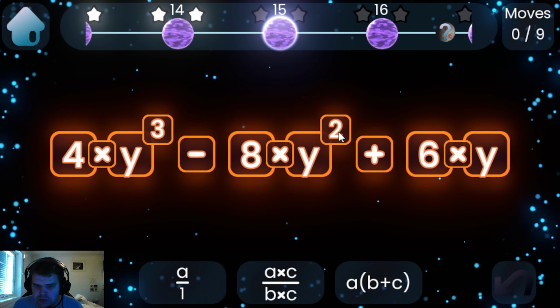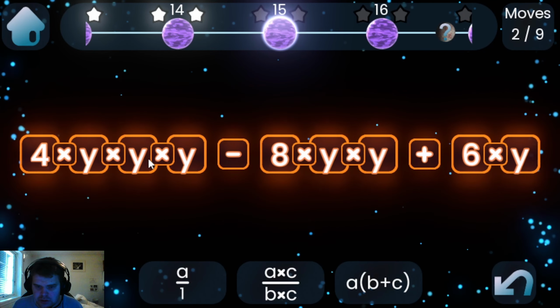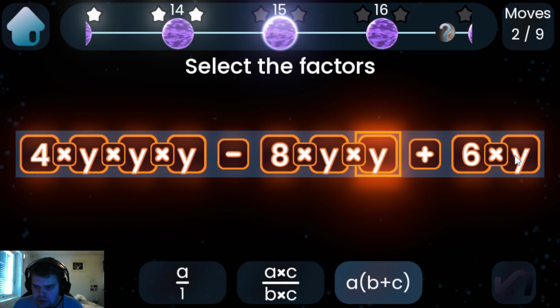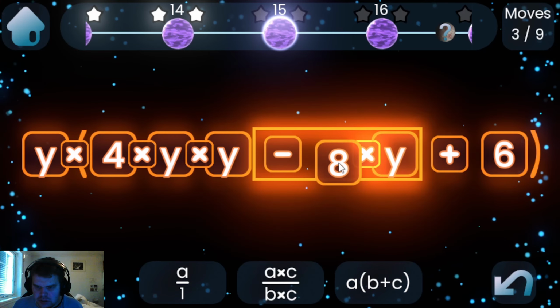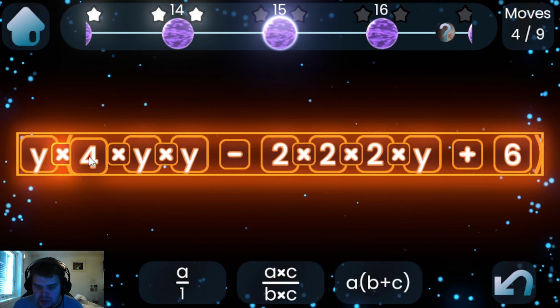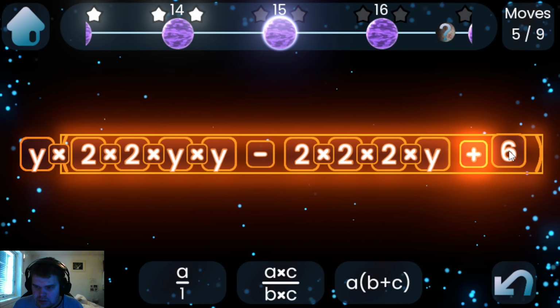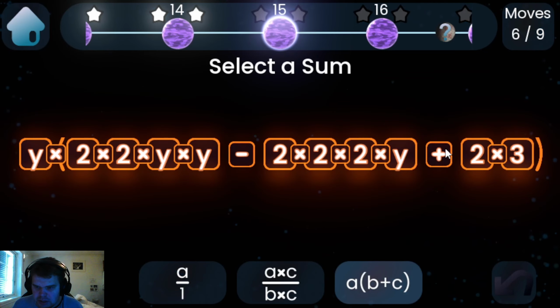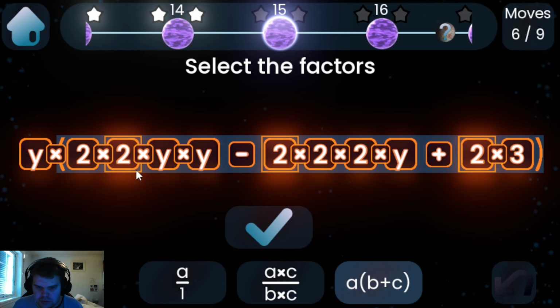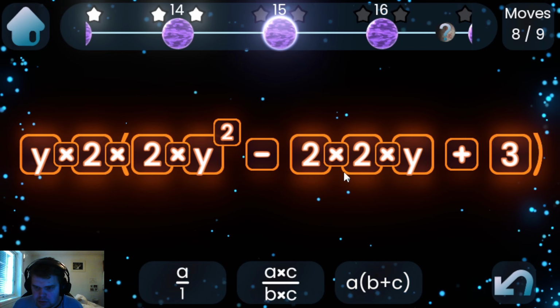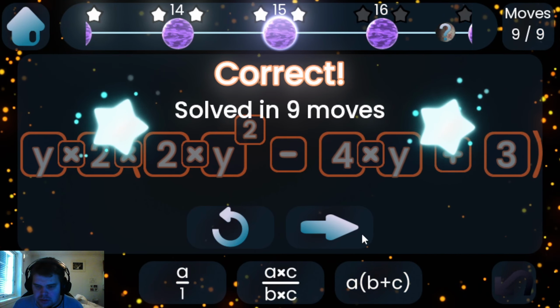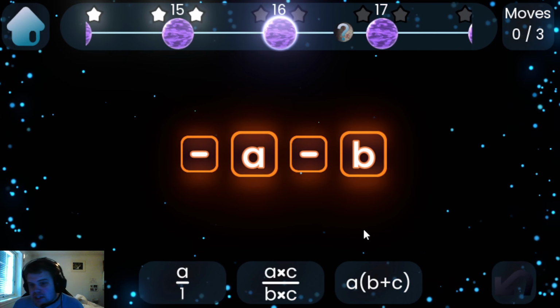All right, so there's definitely a y and a 2 I can get out. So let's do the y first. And then the 2, I need to factorize every single one of these. Holy crap. What was I thinking when I made this level? All right, 2, 2, 2. Now I've got to clean up. There we go. Beautiful.